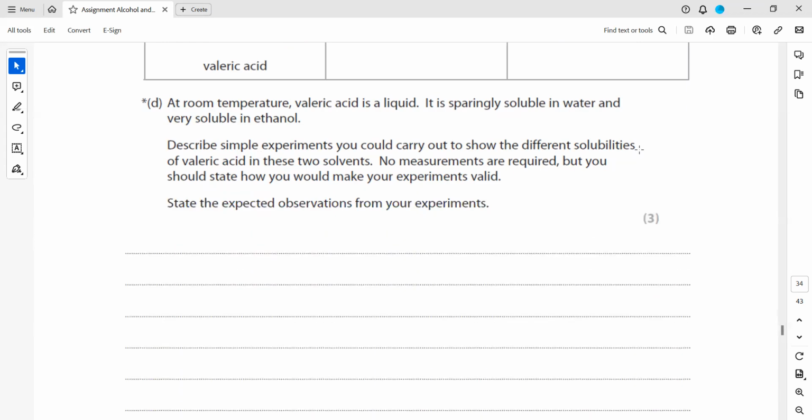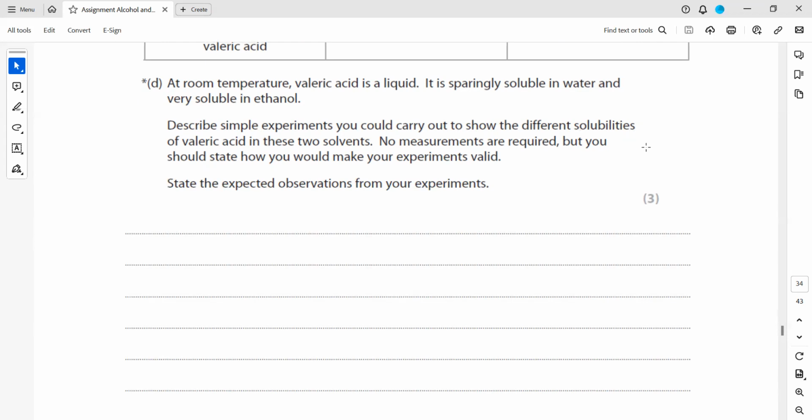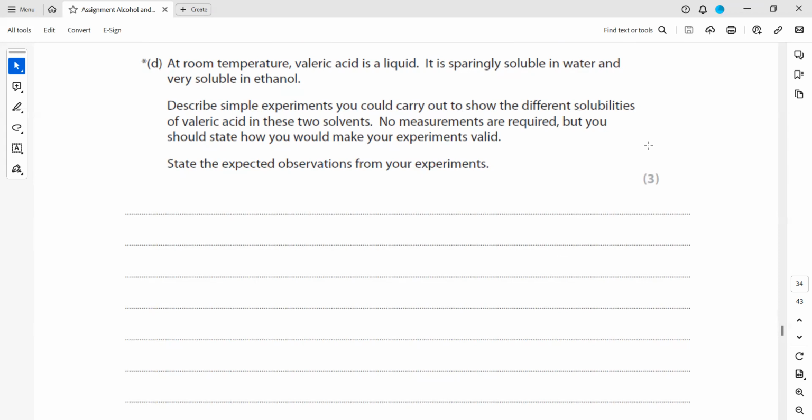Then at room temperature, valeric acid is a liquid. It is sparingly soluble in water but very soluble in ethanol. Describe a simple experiment you would carry out to show the different solubilities of valeric acid in these two solvents. No measurements are required, but you should state how you make your experiment valid. State an expected observation from your experiment.